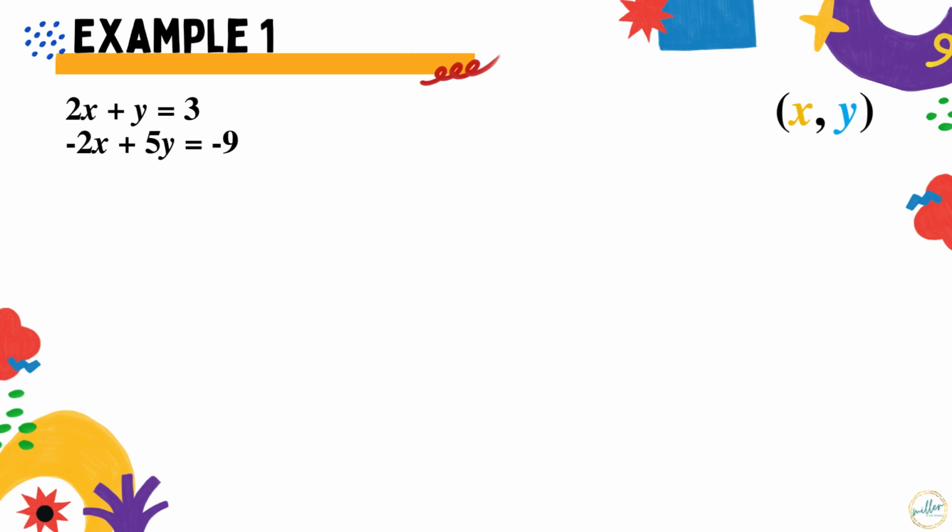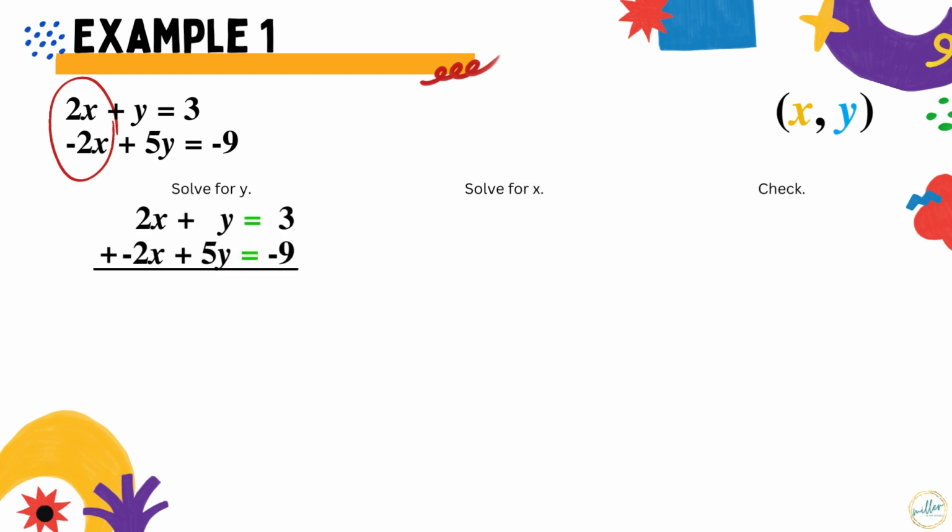Example number 1, 2x plus y equals 3 and negative 2x plus 5y equals negative 9. We are looking for one of the variables to have a coefficient that is the same or opposite. Take a look at the x terms in these two equations. The coefficients in front of the x's are 2 and negative 2. They're opposite. So we can take these two equations and stack them up and add them together in order to eliminate the x variables. Let's take a look.